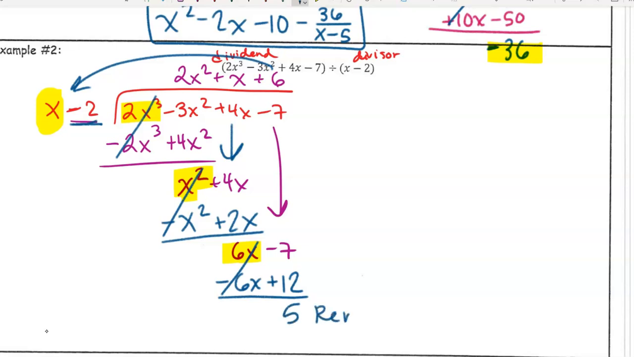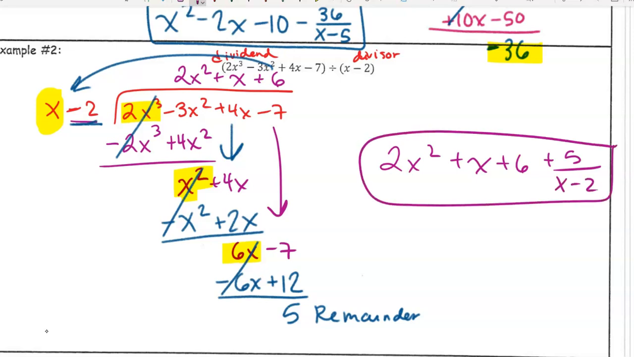Here's our remainder. And we write that as a fraction being divided by what we were dividing by in the beginning. Let's go ahead and set up our answer. 2x squared plus x plus 6 plus 5 divided by x minus 2.